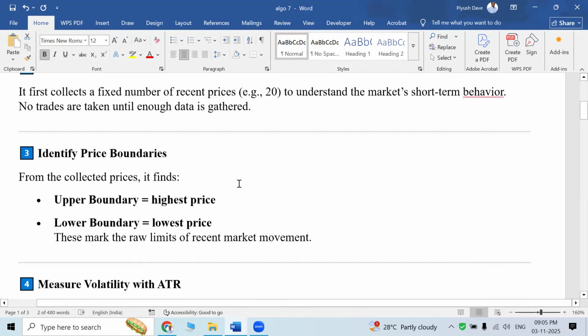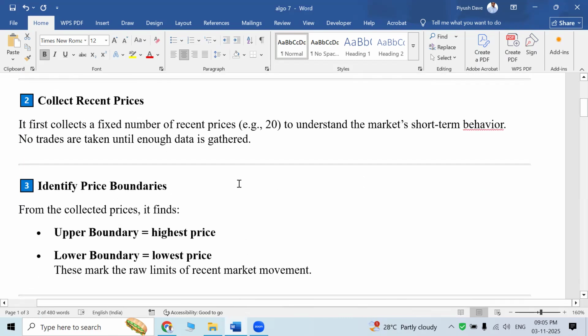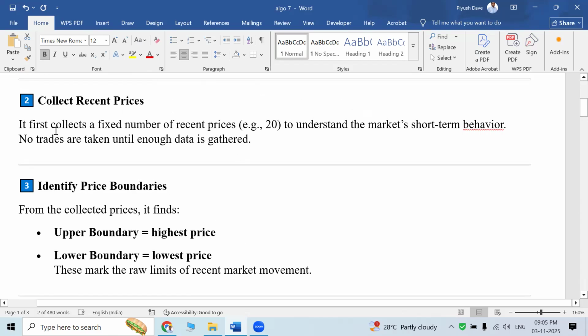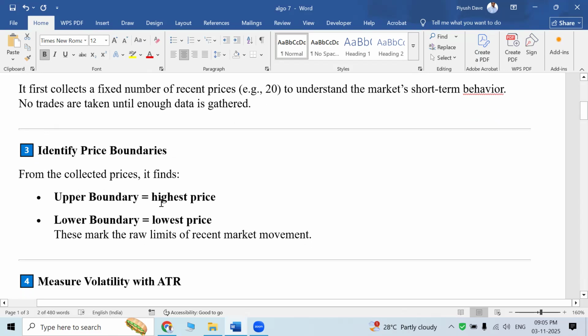So let me show you first what is happening step by step, and then I'm going to show you the simulation also, how this trade takes place in a live changing market environment. Okay. So the first part is we will collect the 20 prices from the market, and we will set the upper boundary and lower boundary. That means the highest price of the 20 prices and the lowest price of these 20 prices. So upper boundary and lower boundary are set from the market movement.